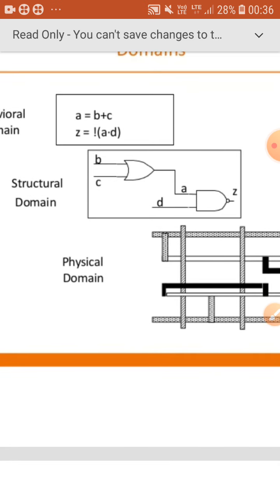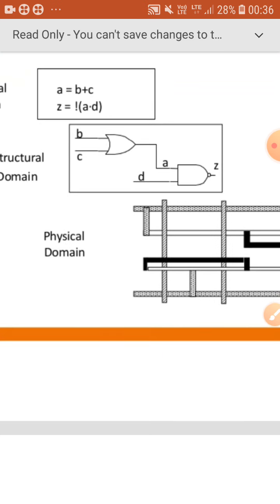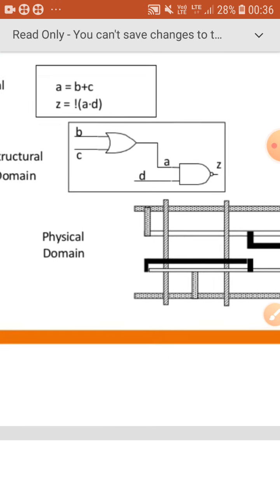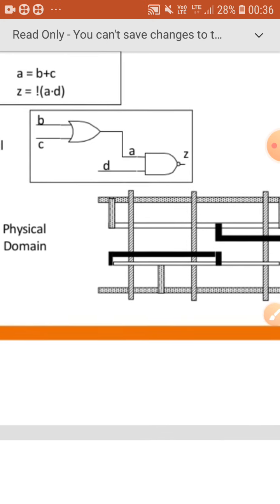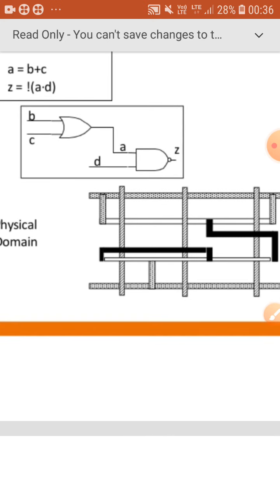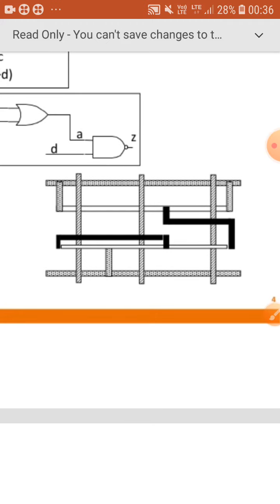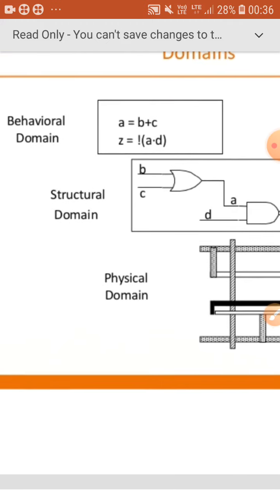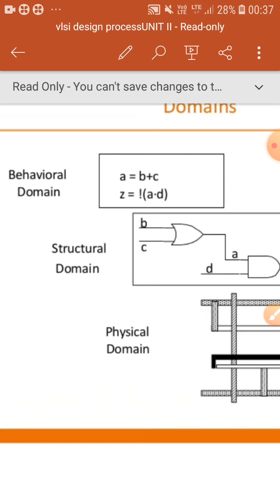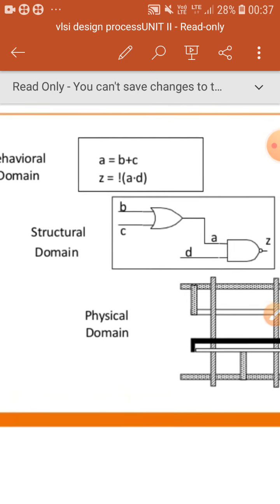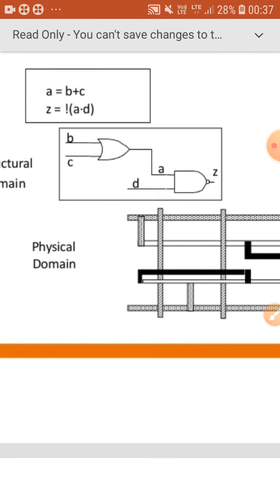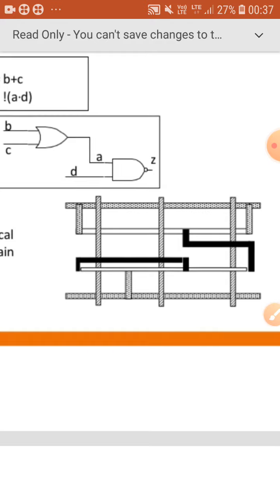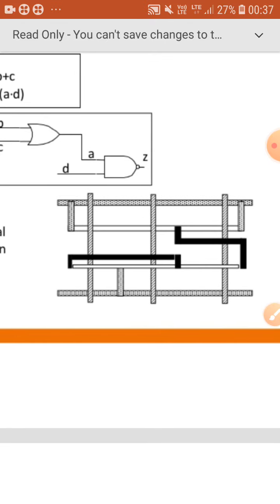In the structural domain we have the structure of the circuit. In the physical domain we have the layout. In the behavioral domain it is in the form of logical equations. In the structural domain we have gates. In the physical domain we have the final layout.